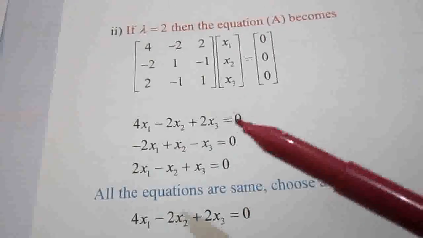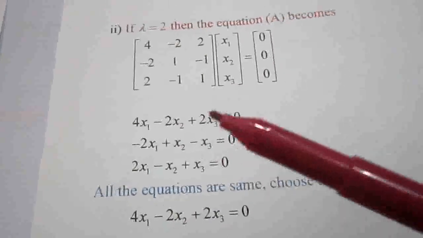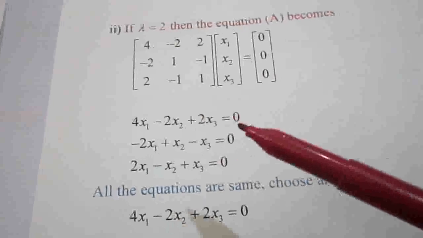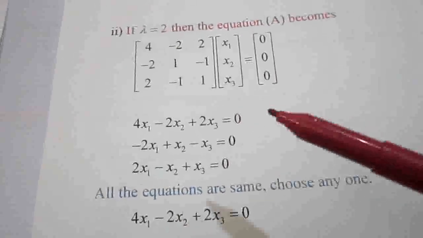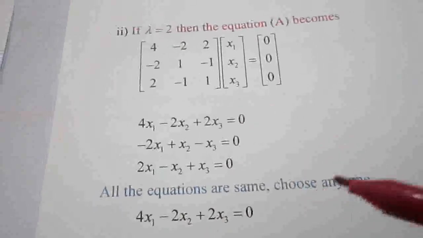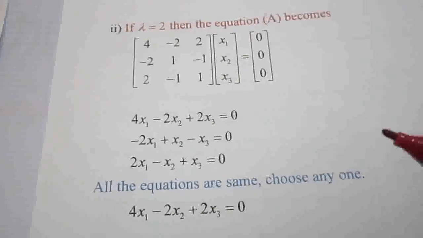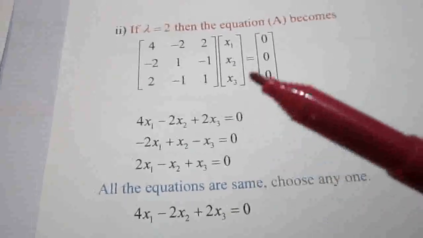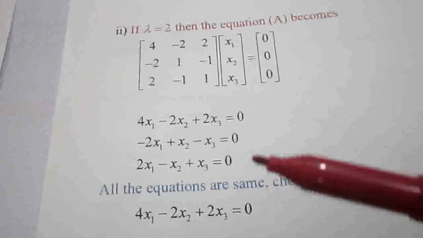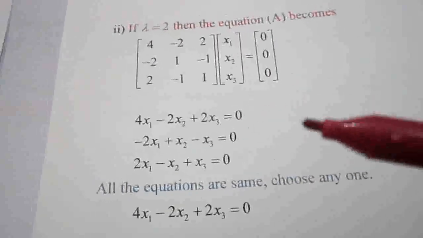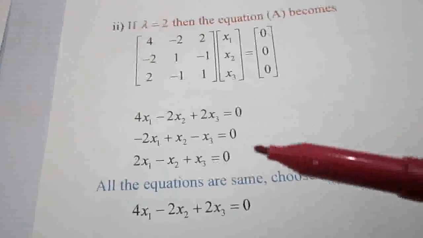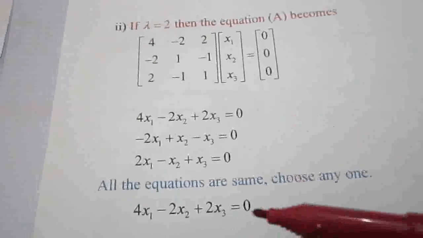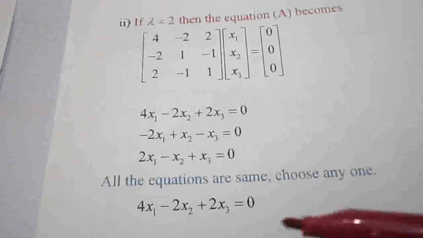So all the equations are the same, so we cannot apply cross multiplication here. If you apply the cross multiplication method, you will get the eigenvector 0 0 0. Definitely 0 0 0 is not an eigenvector. So we have to choose a different equation, but unfortunately all three equations are the same. So if all the equations are the same, randomly choose one. From the first equation, we are going to find the eigenvector.